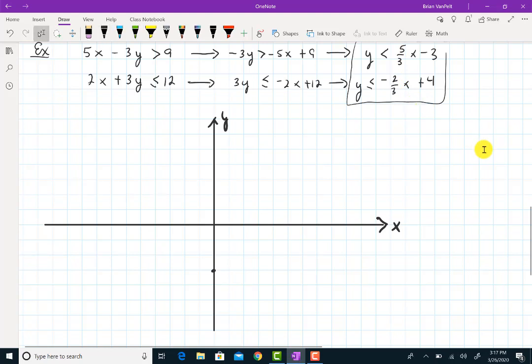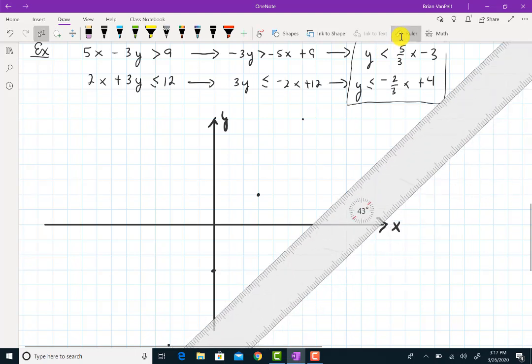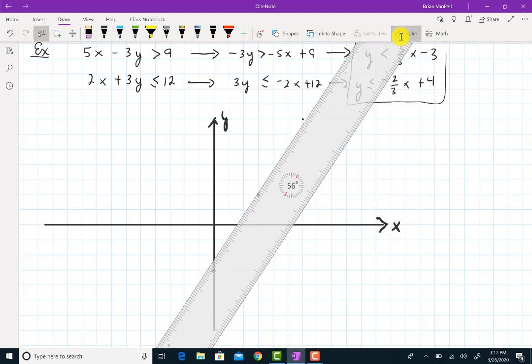1, 2, 3, 4, 5. 1, 2, 3. 1, 2, 3, 4, 5. 1, 2, 3. I'm not going to get a lot of these dots in here. 1, 2, 3, 4, 5. 1, 2, 3. I think there it is. Let me call on my ruler. Since it's a strict inequality, less than, this will be a dashed line.